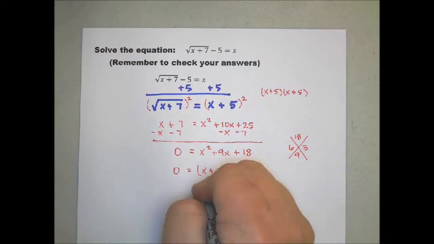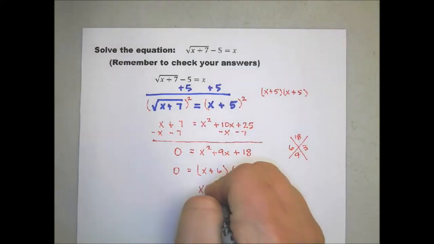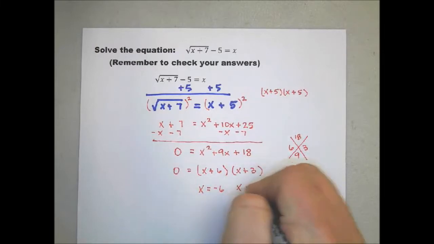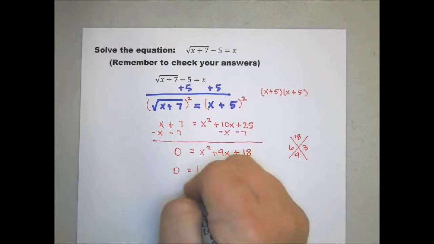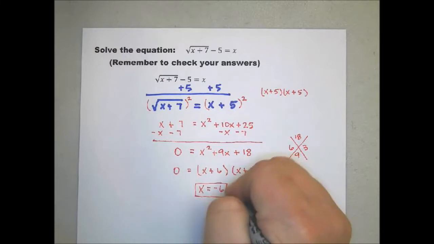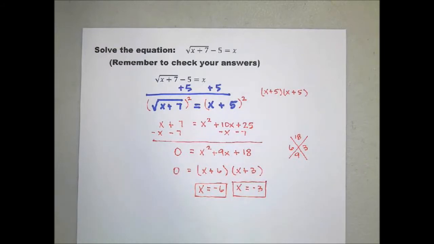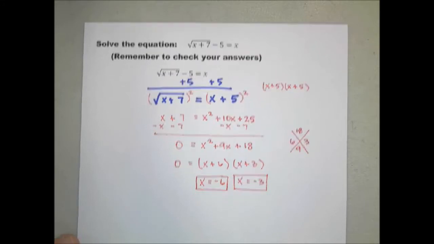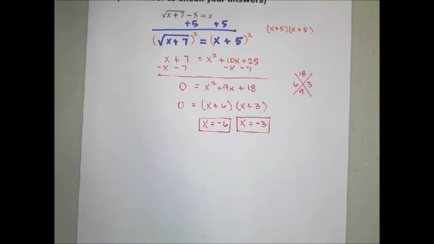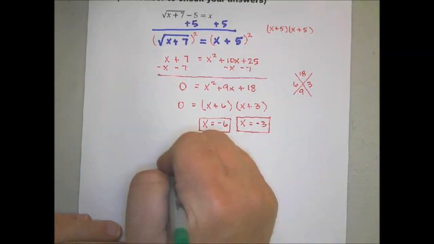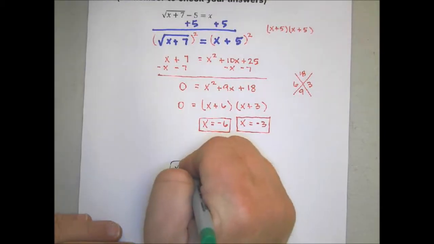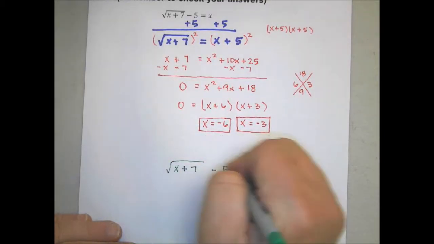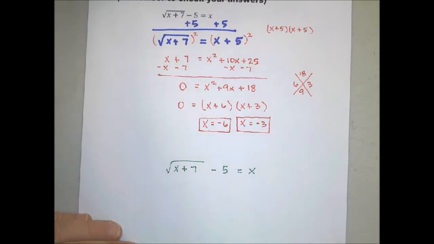And now that we have the factors, now we can get the solutions. x equals negative 6, x equals negative 3. Because if I set each one of those factors equal to 0, that's what we would get. Now, we're not done. What we need to do is plug back into the original equation to check our answers. So I'm going to go back to the original equation. The original equation was the square root of x plus 7 minus 5 equals x.